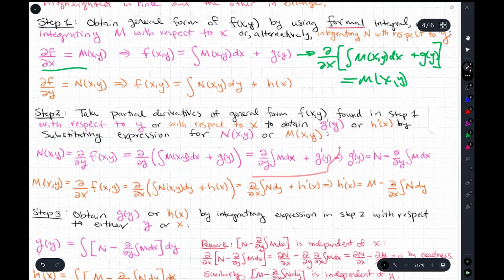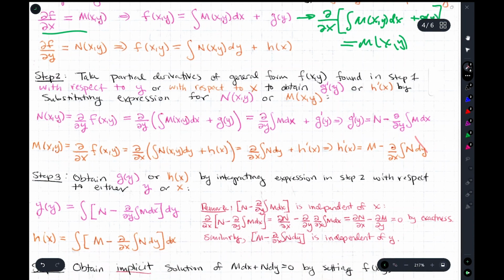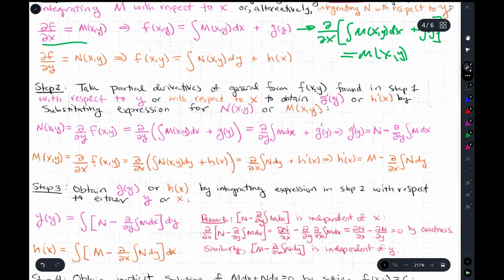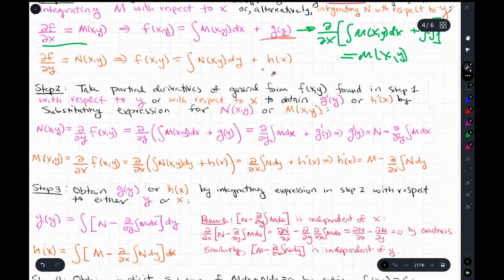Now you have this as the right-hand side and this as the left-hand side. Now you can solve for g prime of y. Again, that's what we're after. And so now we have an expression for g prime of y. If we instead used the n condition first, the orange route, integrating with respect to y, now we use the m condition by taking the partial derivative with respect to x, and we solve for h prime of x. Again, what we're after is either g of y or h of x.